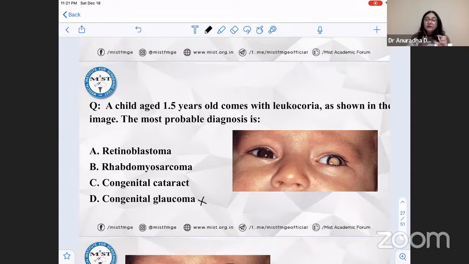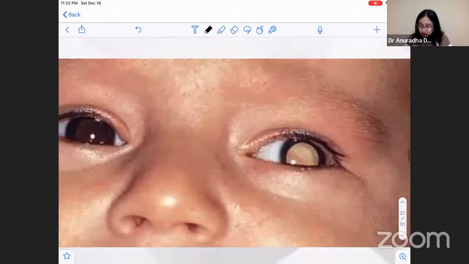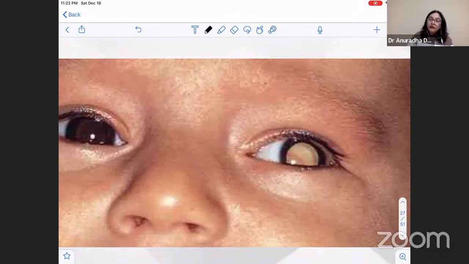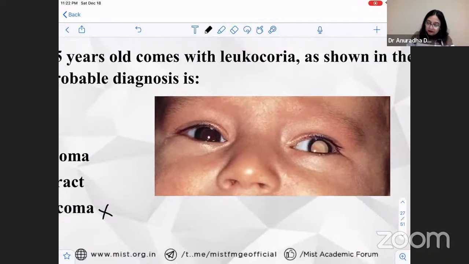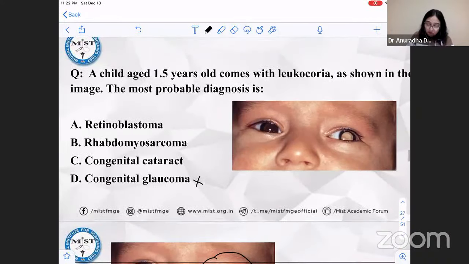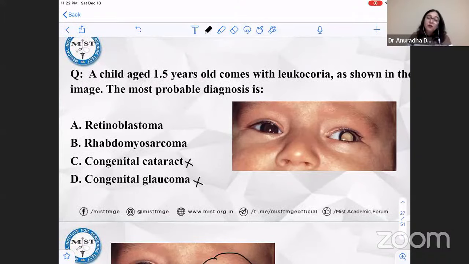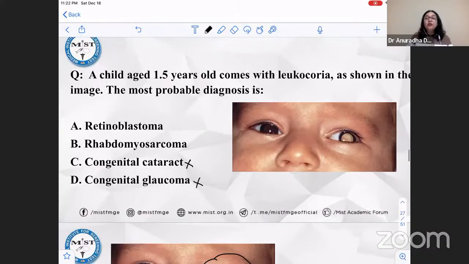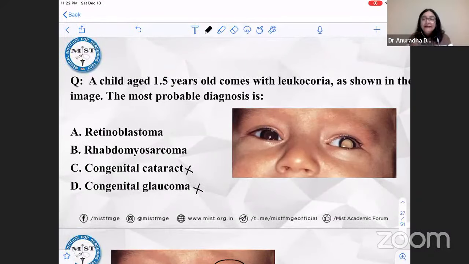Congenital cataract can present with a white reflex, but there you will not be able to see the retina. So here, if you notice carefully, the reflex is coming from the retina, not from the lens. So congenital cataract is also ruled out. Then rhabdomyosarcoma. Rhabdomyosarcoma is the most common intraorbital tumor, a primary tumor of the orbit in children. So this is not the case. The right answer to this question is retinoblastoma.